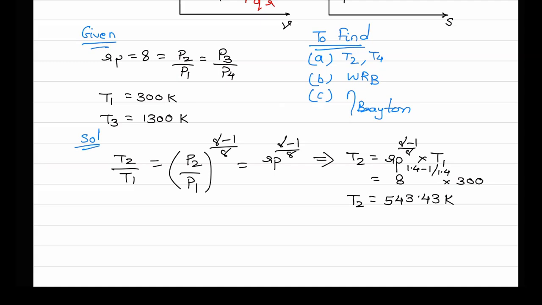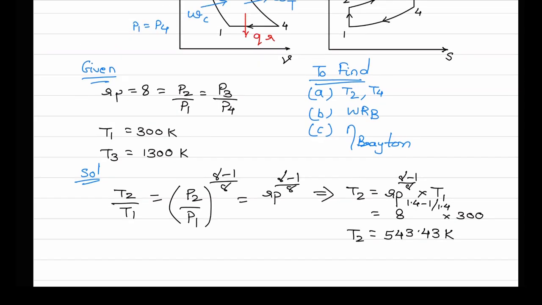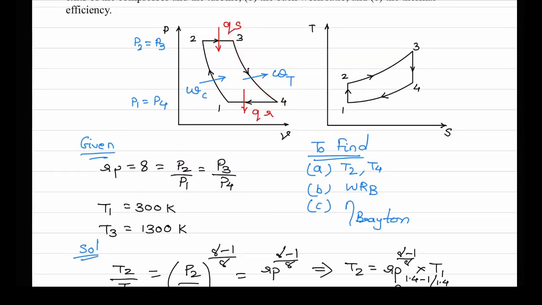Now next, we can consider process 3 to 4. Can you think what will be the equation? Just think about this equation for 1 minute. So we can again use the pressure ratio. What we will do, we can write down this equation. We have to consider process 3 to 4.